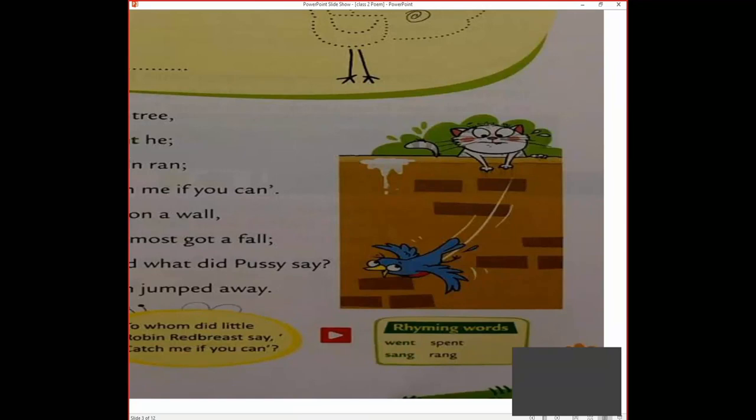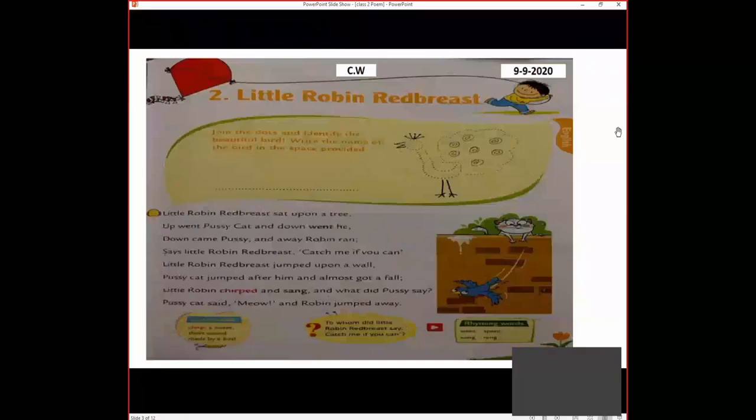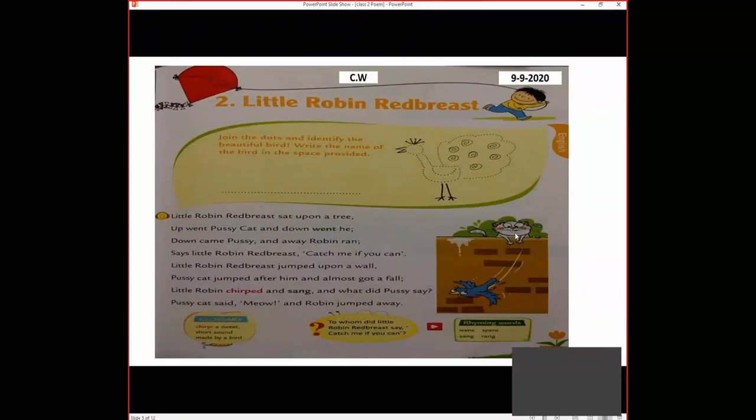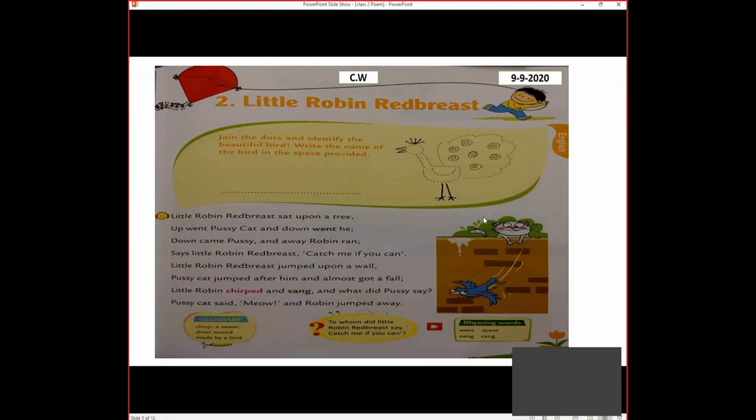Now let's see what happens. Please have a look, children. Little Robin Redbreast sat upon a tree. Then the next sentence: up went pussy cat. Can you see the pussy cat in this picture? Up went a pussy cat and down went he. Who is he over here? Little Robin, the small bird. And down went he. Who is he? Little Robin Redbreast.